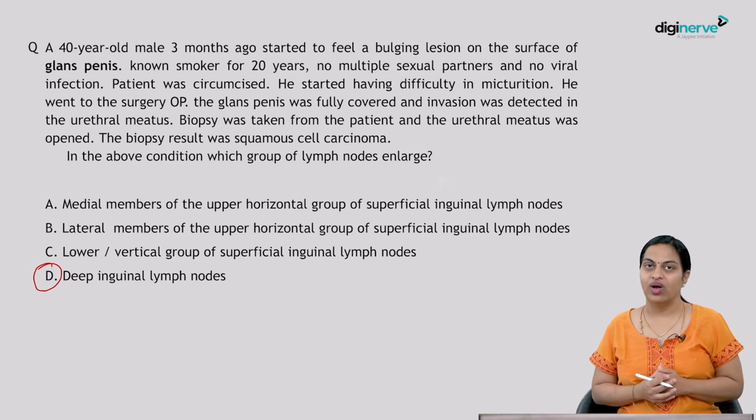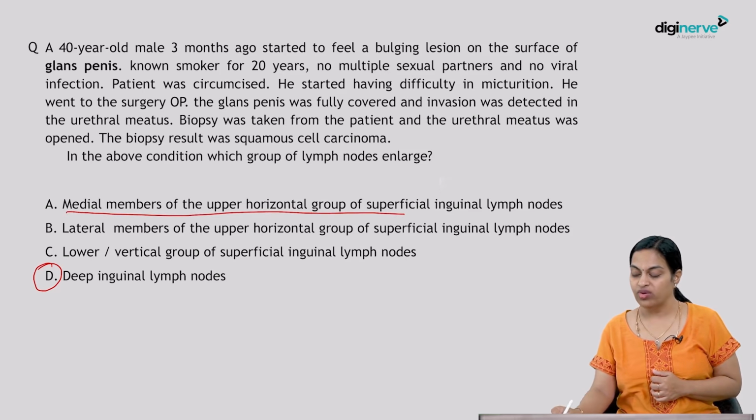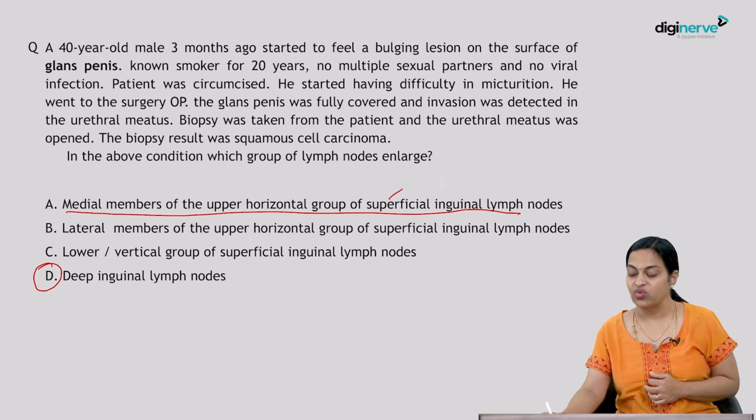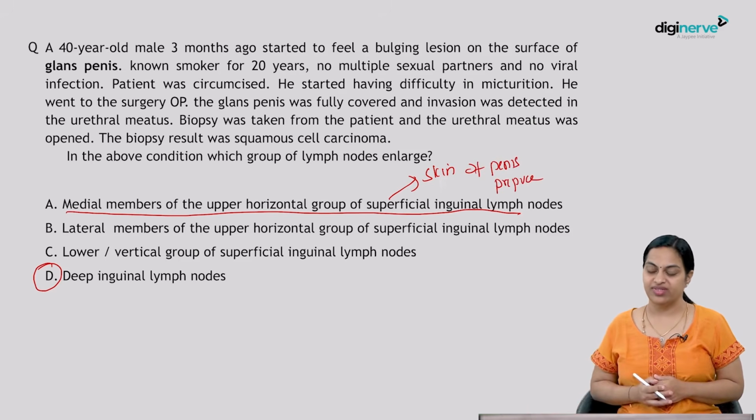The deep inguinal lymph nodes. The medial members of the upper horizontal group of superficial inguinal lymph nodes receive lymph from the skin of the penis, including the prepuce, but not the glans penis.